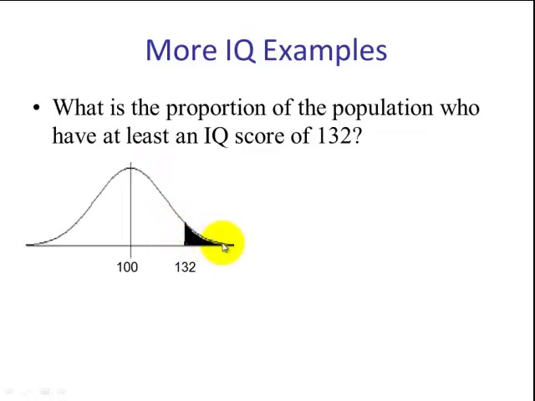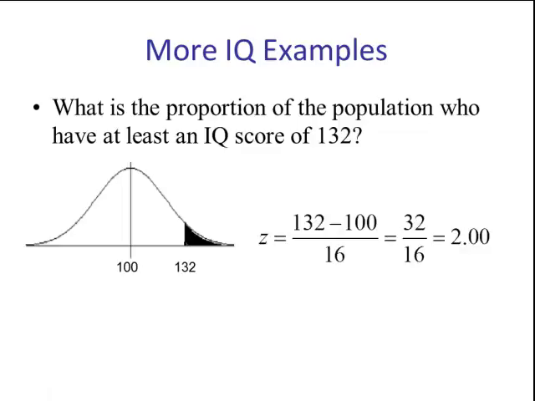So from the picture we see that this is less than 0.5. Our next step is to change 132 to a z-score. This ends up being 2.00, and using table 5 we look up 2.00, and we have to subtract it from 1 because it's a greater than, and we see that the answer is 0.0228.